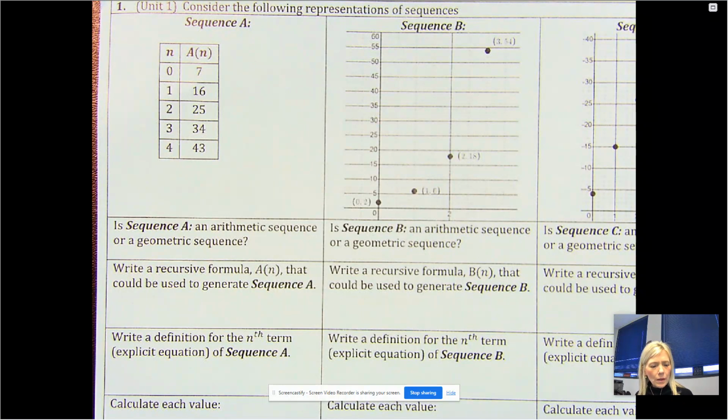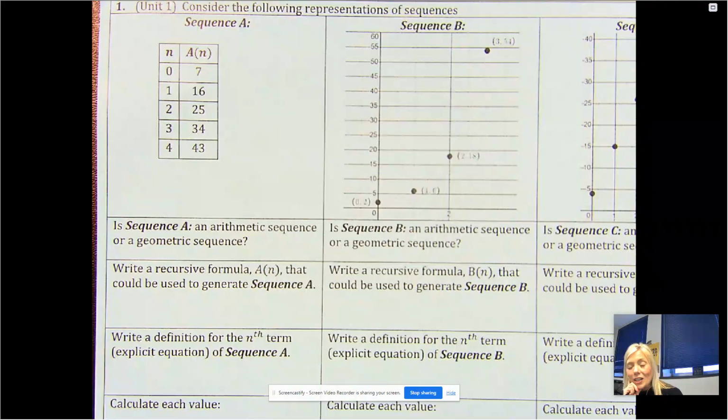Unit 1, which is on sequences and functions. In Unit 1, we had to determine, first of all, whether a sequence was arithmetic or geometric. An arithmetic sequence has a common rate of change, which means you're adding the same value in each step of the sequence. Whereas a geometric sequence has a common ratio, so you're multiplying by the same number over and over to generate the terms in the sequence.